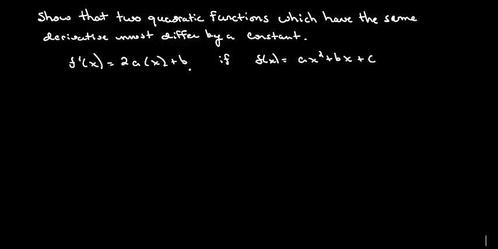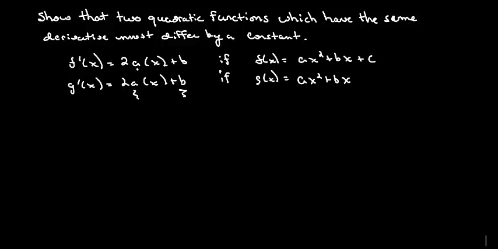So let's say we've got a function that has a derivative that's equal to this, and let's say there's another function that has the same exact derivative. Well, then what does g have to look like? Clearly, g has to look like ax squared plus bx, because it's got these values, just like this. So these guys and these guys must be the same.